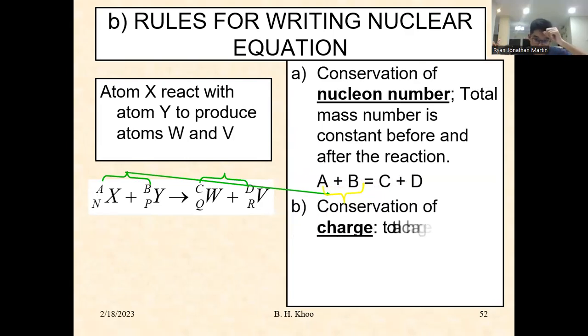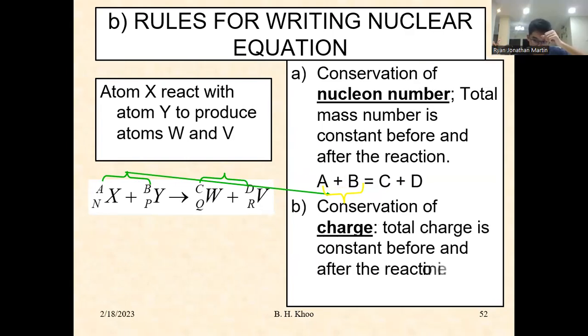Conservation of charge: total charge is constant. That means total charge before the reaction is equal to after the reaction. That means you add the bottom one, N plus P is Q plus R. Okay, this one you have to memorize.